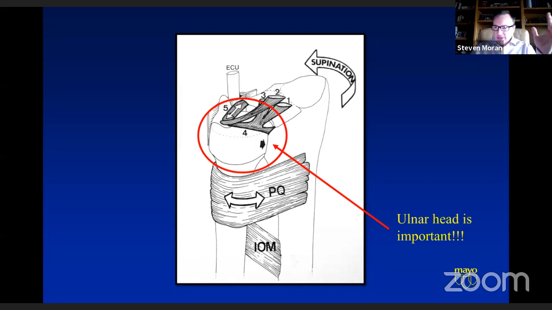So in the US, it has been popular for the past several years to try to replace this, whether it's a hemiarthroplasty or a total joint arthroplasty, but it's difficult to restore the native anatomic stability of that joint if you're going to remove the ulnar head.